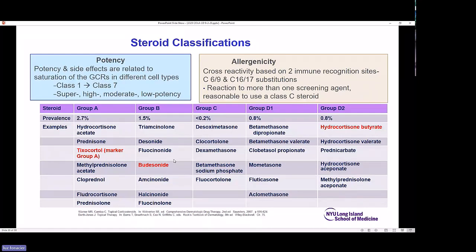So I have patients where I suspect corticosteroid allergy. I would just put them on group C until I'm able to patch test them. So this would be like your desoximetasone group.